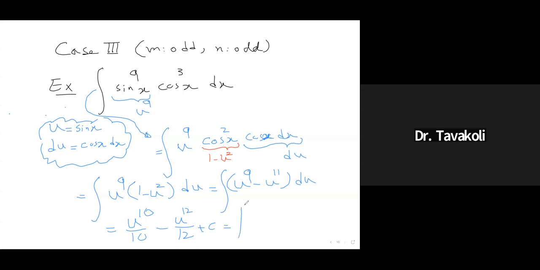Just one additional step, and that's a back substitution. u is sine x, so it is 1/10 sine to the power of 10 x, and minus 1/12 sine to the power of 12 of x plus c.